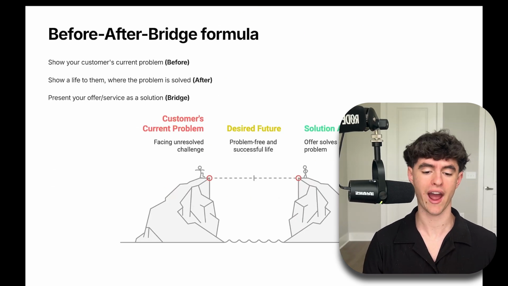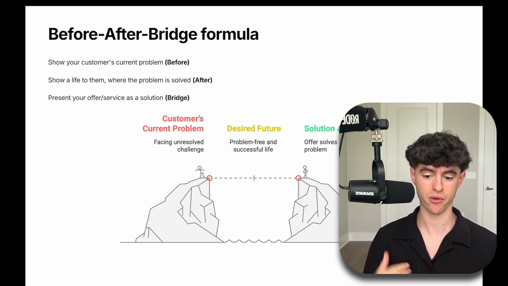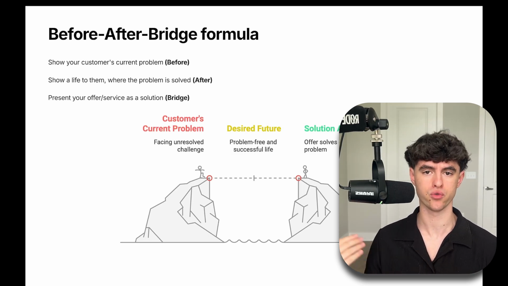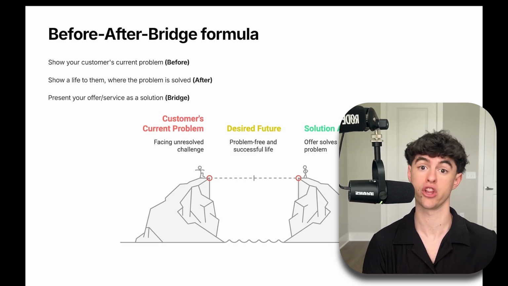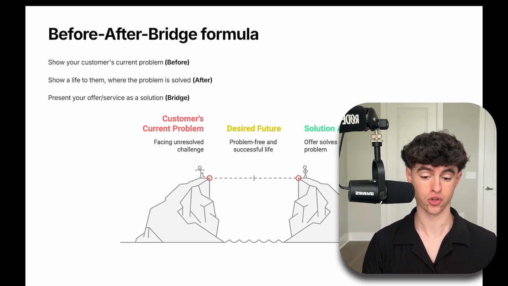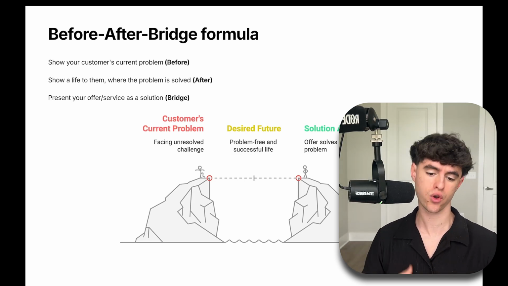Next is the before-after bridge formula. So show your customer's current problem, similar to what we did before. Show them a life where their problem is solved. So for example, someone who's worked with you in the past that has had a really good client experience. And then present your offer or service as the solution. So connect how you solved an existing client's issue with the bridge.